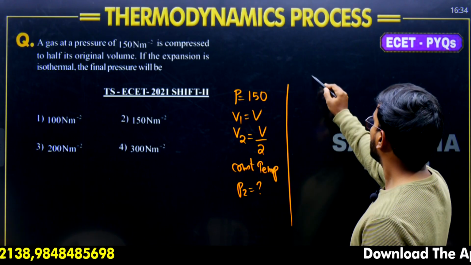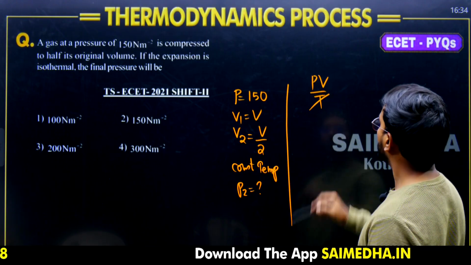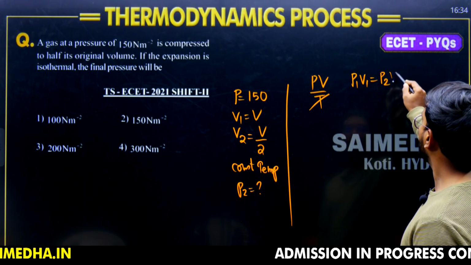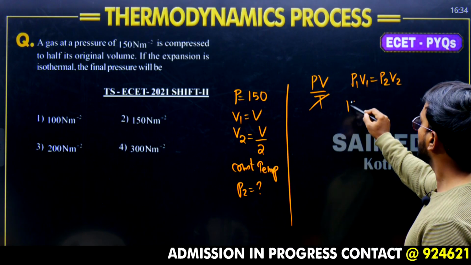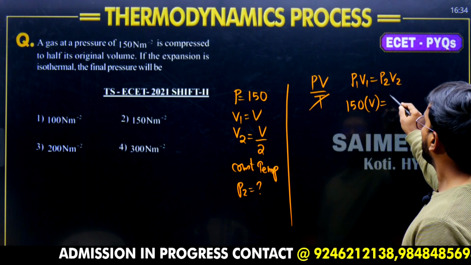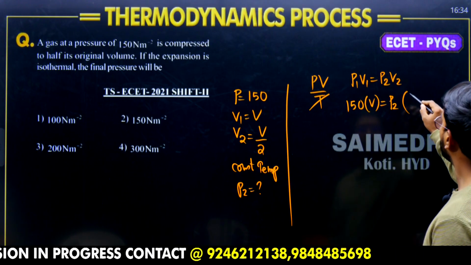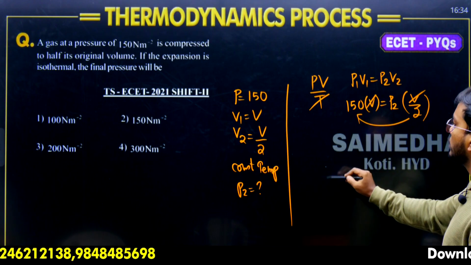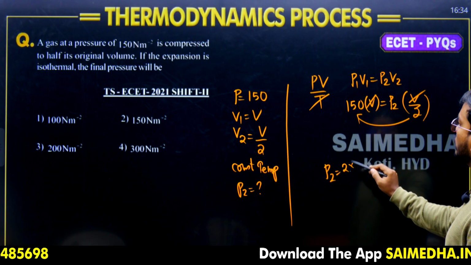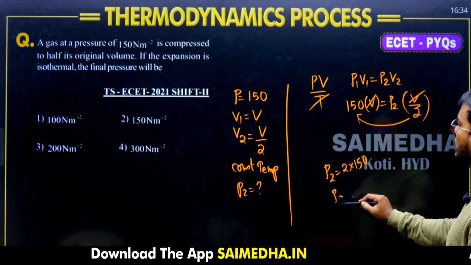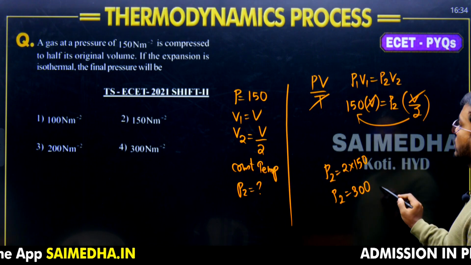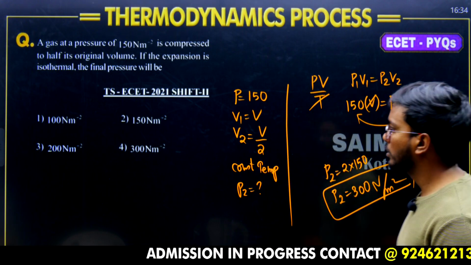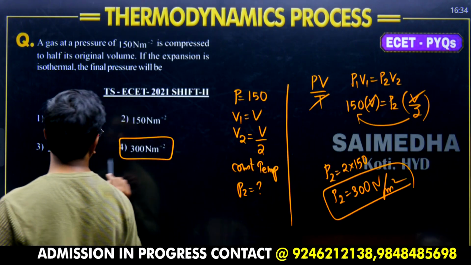We know that PV by T, now temperature is constant. So we can write P1 V1 is equal to P2 V2, where P1 is 150, V1 is V, P2 we have to find out, V2 is V by 2. V gets cancelled, 2 times 150. So P2 is equal to 2 into 150, that is 300 Newton per meter square. So this is going to be your correct answer. Go through it.